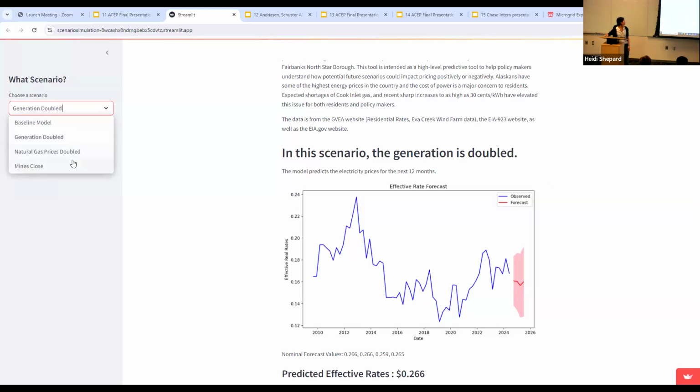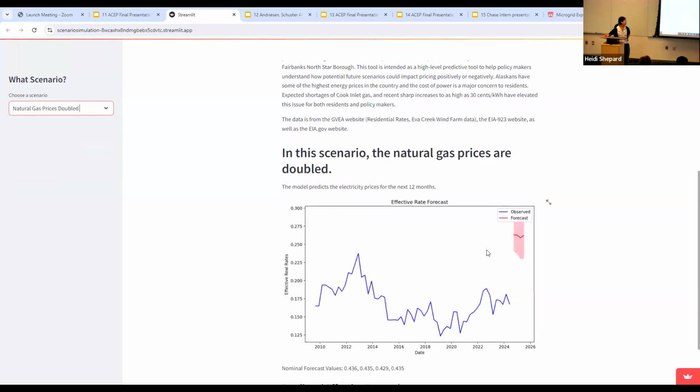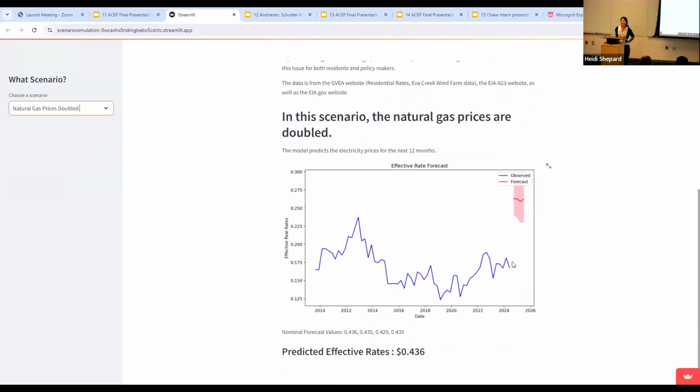Next is, what if natural gas prices double? So this is obvious, electricity rates are very dependent on the cost of fuel. So if it were to double, this would happen.